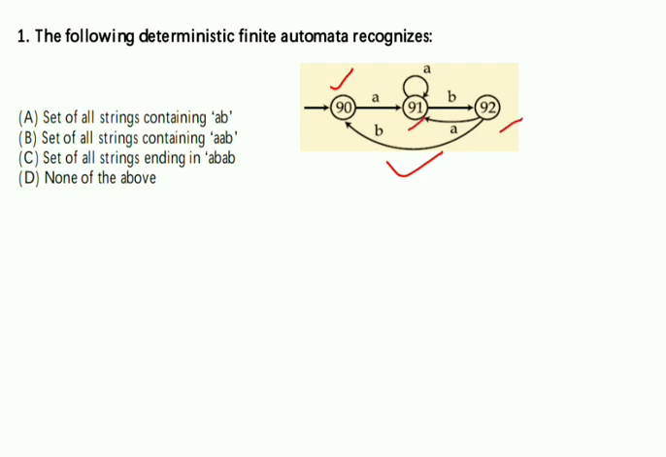We know that a string is accepted if the string passes from the starting state to the final state. If the string reaches the final state, then only the particular string is accepted. They have mentioned the starting state, but they have not mentioned the final state. So none of the strings will be accepted here, and the answer is none of the above.